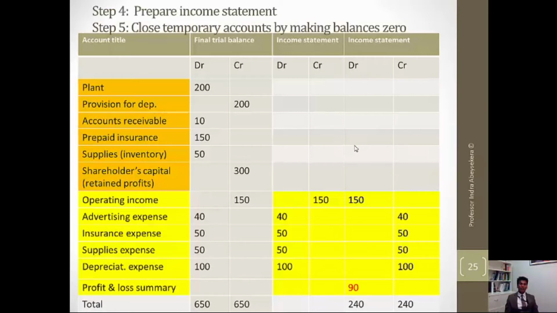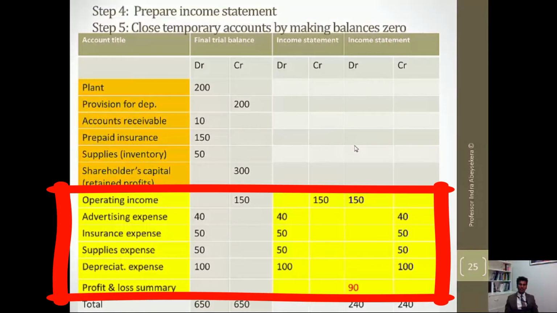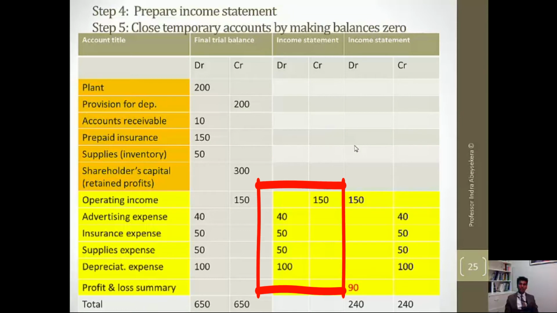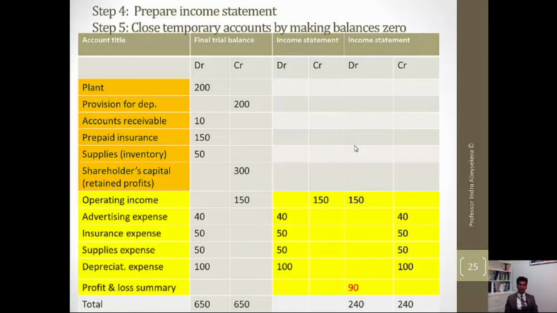So that we have the final trial balance, step 4 is to prepare the income statement. Here we prepare the income statement. We take the income accounts and the expense accounts. Income accounts are credit, expense accounts are debit, and income less expenses equals the profit.